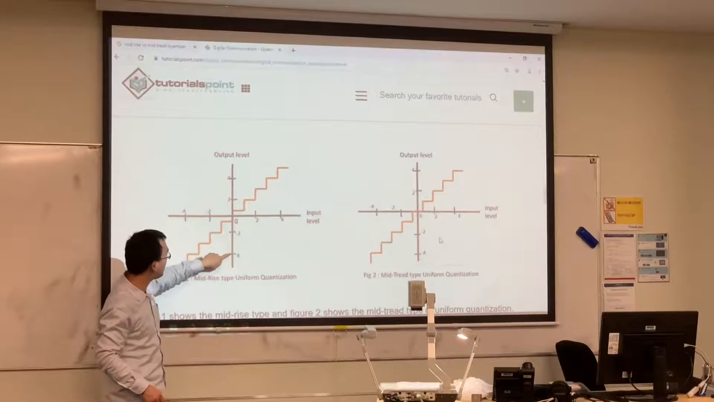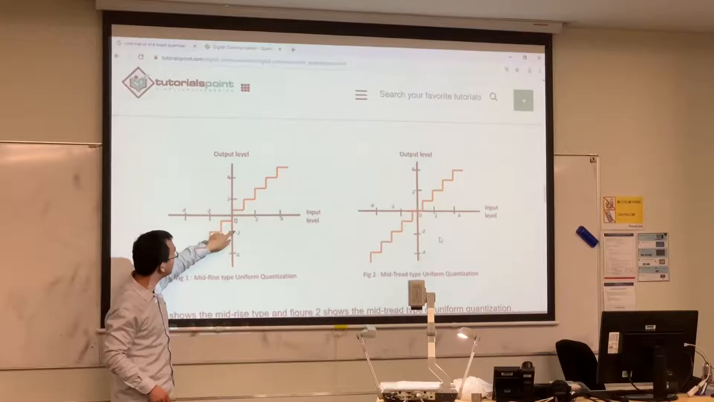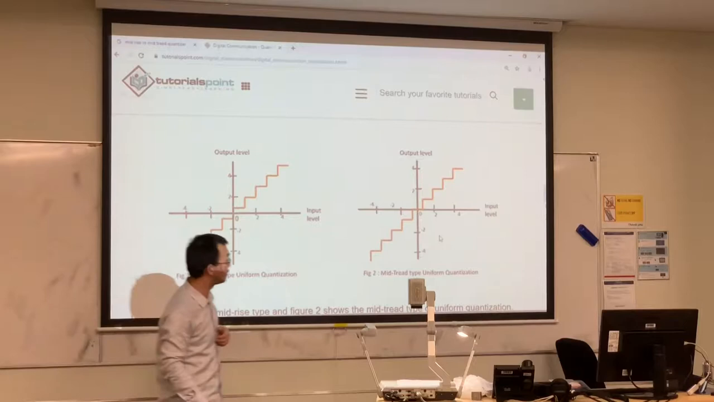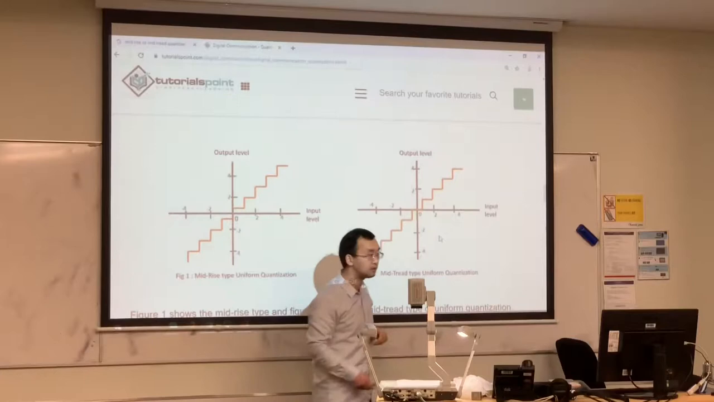For example, minus 4 volts, minus 3 volts, minus 2 volts, maybe minus 0.5, then 0.5. But for this quantizer, you don't have a 0 volt quantized value. Here, for this one, the quantized value has a 0 volt, so that this can maintain this.